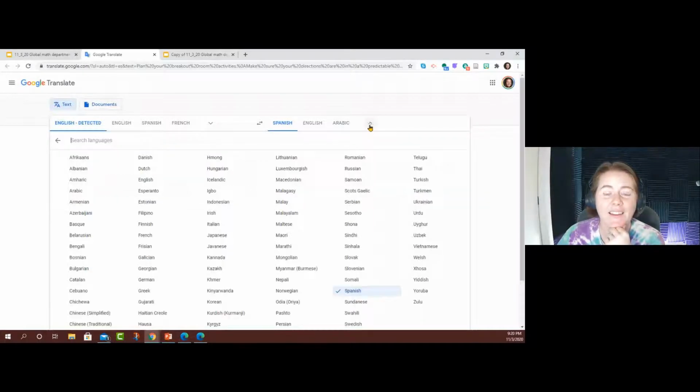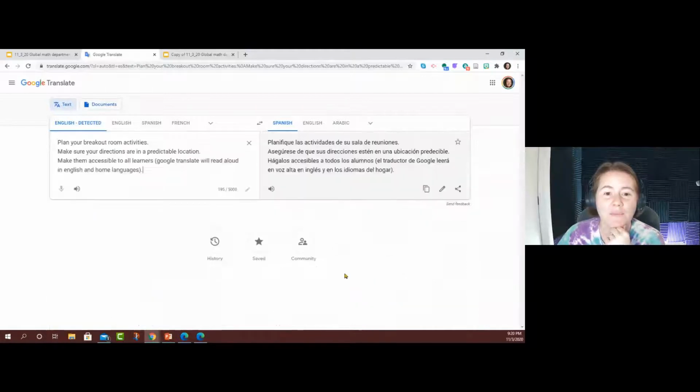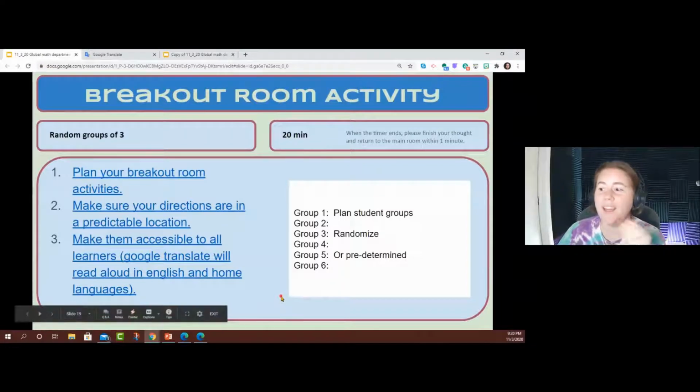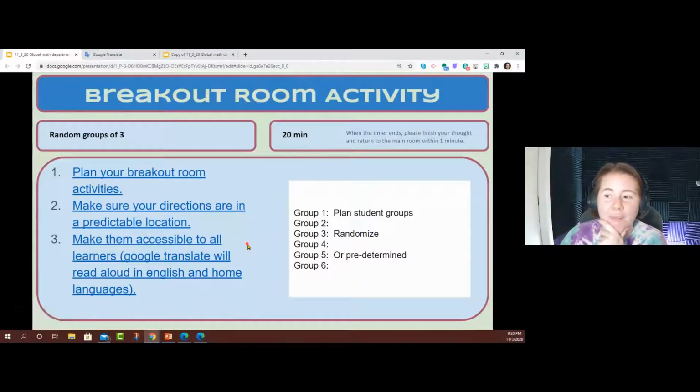I can assign a home language, and it will read those directions in another home language. Now, when my students are in their breakout rooms, when they need to hear the directions again, they can hear them no matter their age or their literacy background. They've got those there, and it's predictable.